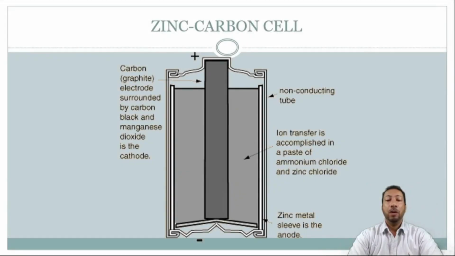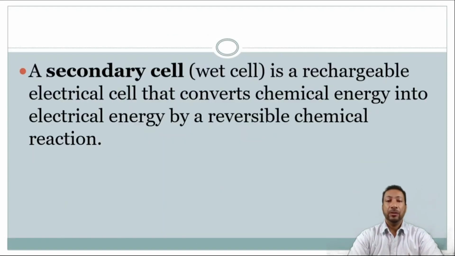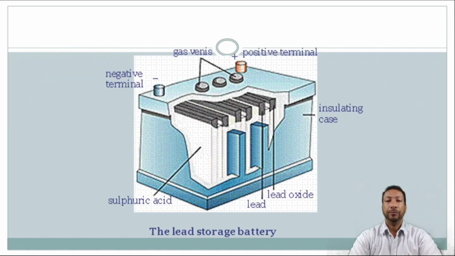So you are required to be able to know the parts of a cell and to be able to draw it. A secondary cell, also known as a wet cell, is a rechargeable electrical cell that converts chemical energy into electrical energy by a reversible chemical reaction. The most typical example of a wet cell is a car battery. Here we see what the inside of a car battery looks like.